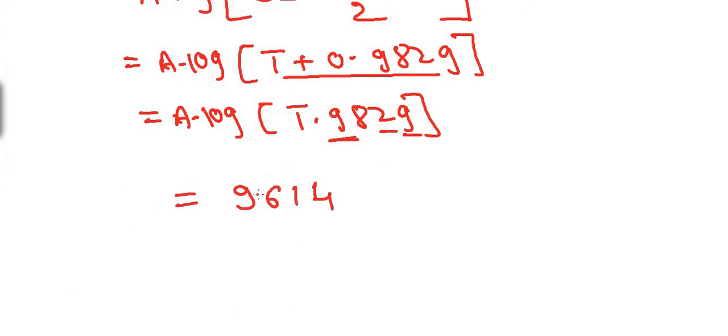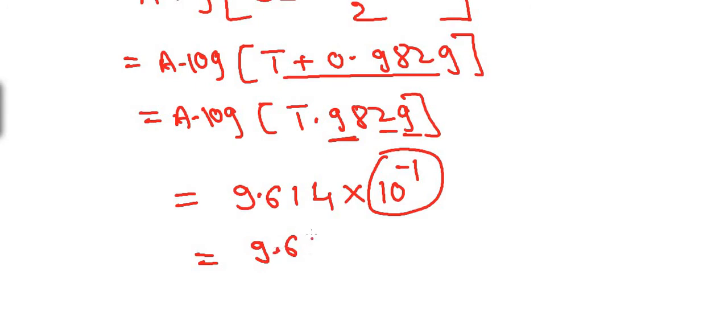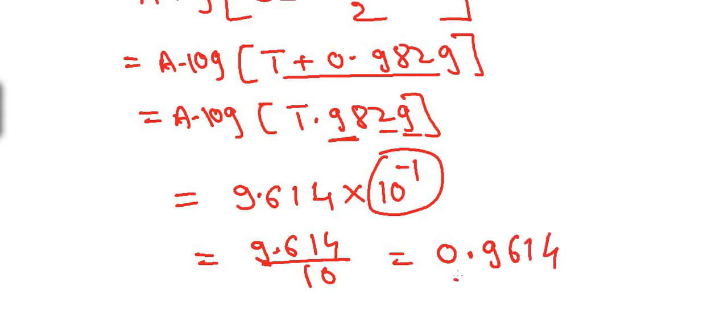So this is equal to 9614, decimal after the first digit, and 10 raised to the characteristic, that is bar 1, so power is minus 1. 10 raised to minus 1 can be written as divided by 10, and therefore 9.614 divided by 10, the final answer is 0.9614.